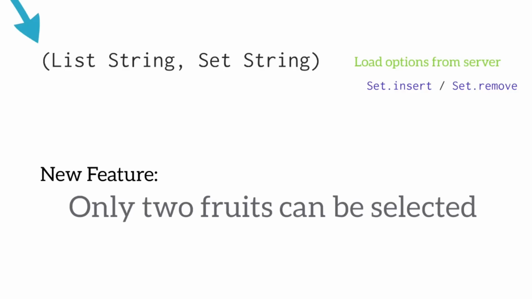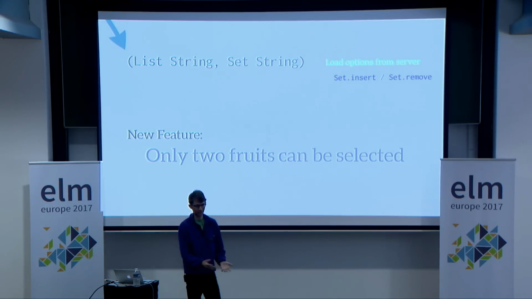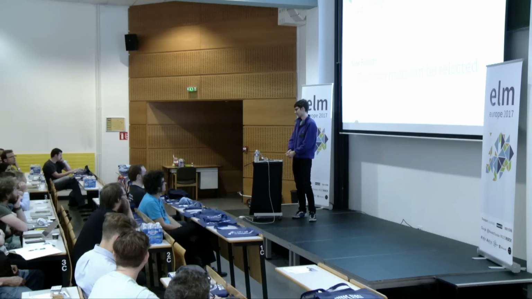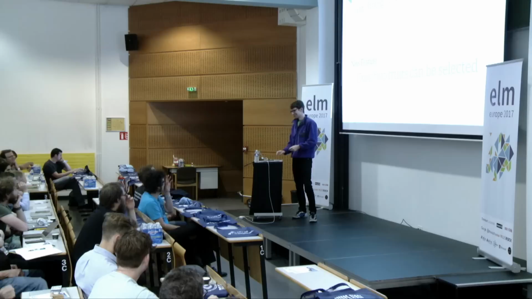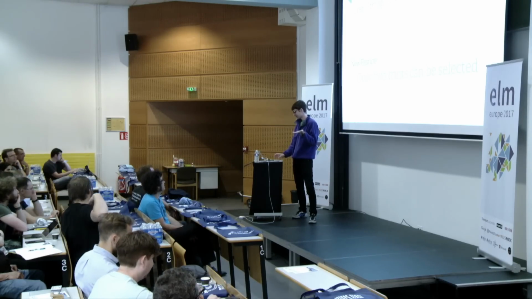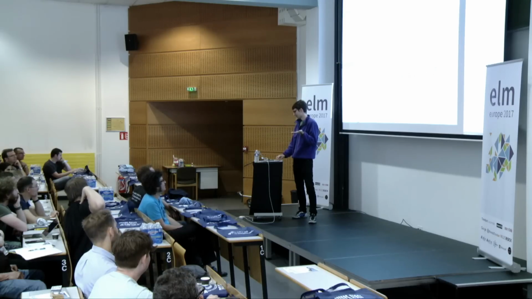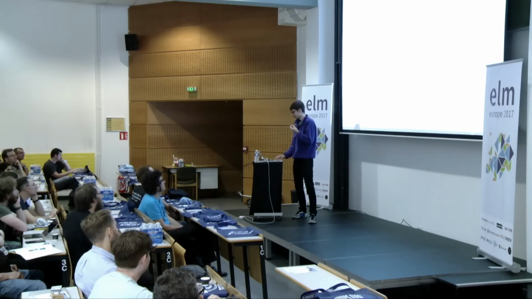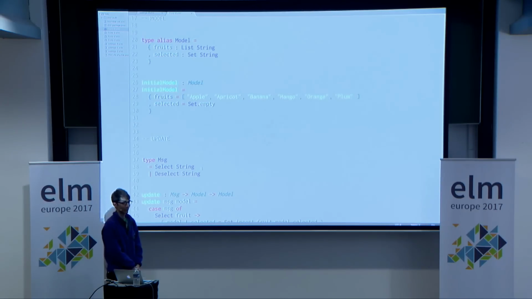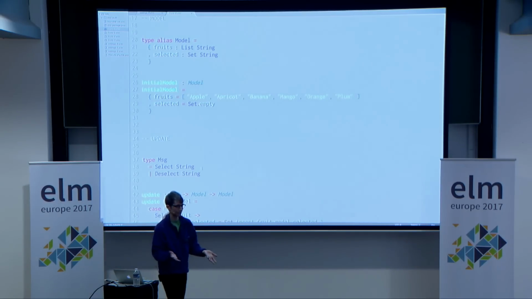OK, but a new feature comes along, which is only 2 fruits can be selected. We have all these folks out there who want like 3 fruits, 6 fruits even. We don't have the distribution channels for that. So we want to cap out at 2 fruits per person. You know, pick a favorite, pick a side. So this is kind of a tricky situation we have found ourselves in. So we have this set, and we kind of need to limit the size somehow.